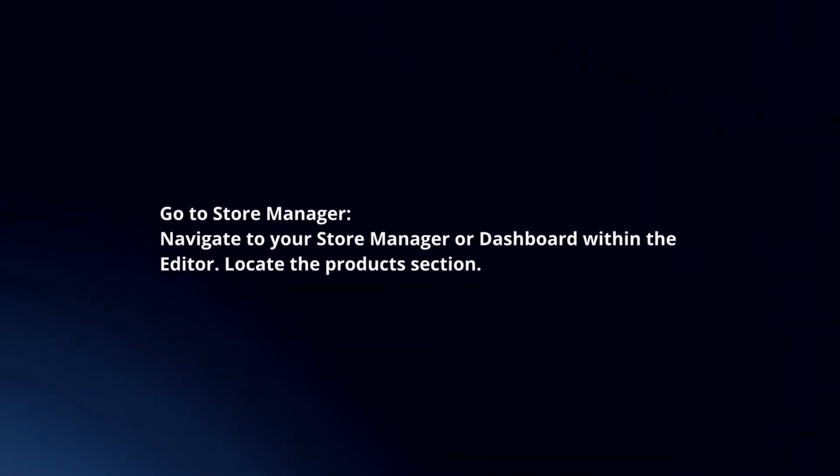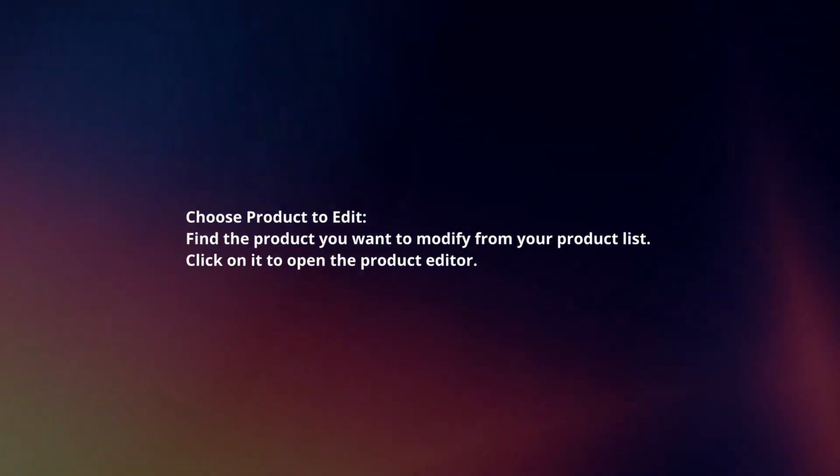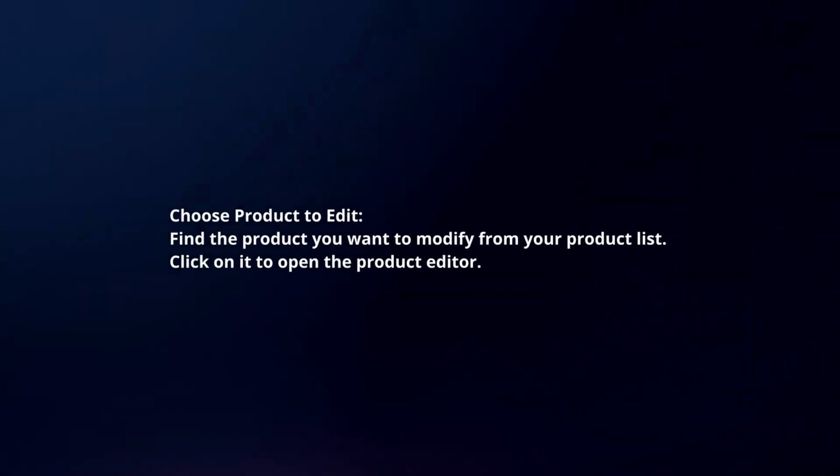Locate the product section. Choose product to edit. Find the product you want to modify from your product list. Click on it to open the product editor.